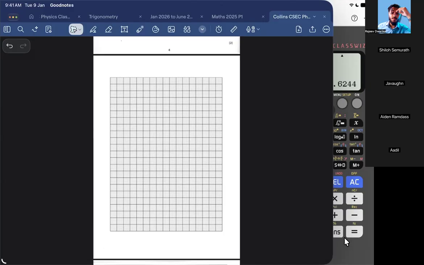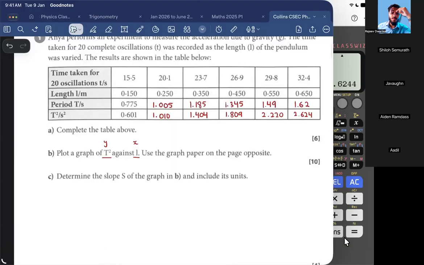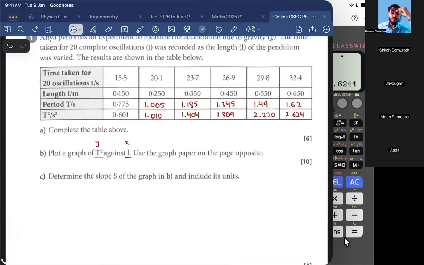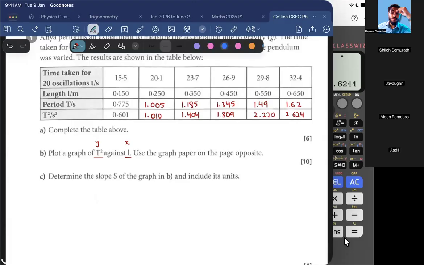Alright, so let me jump straight into this. Adil, I want you to tell me the first point. What's the first point? This point is 0.15 and 0.601.